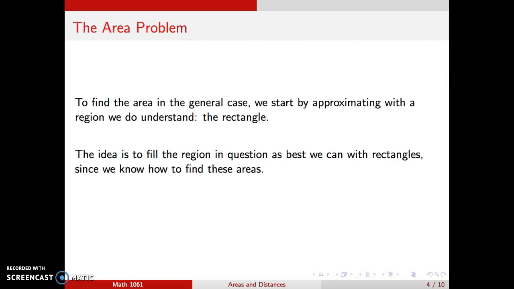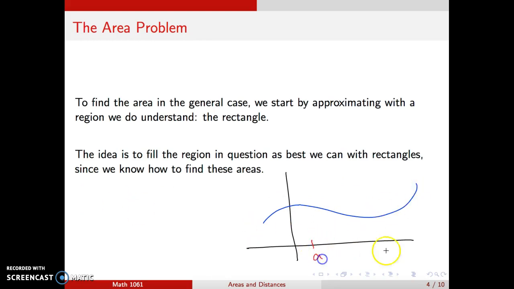Okay, so to find the area in the general case, where we've got a curve, not a linear function, we're going to start by approximating with the region that we do understand, the rectangle. So again, picture what's going on here. You've got your function there, you're going from a to b, and we're going to try to estimate that region, which we said we're trying to find, in red here.